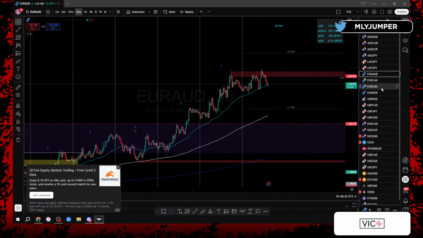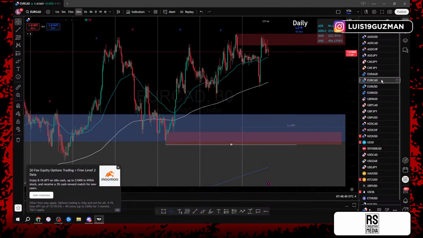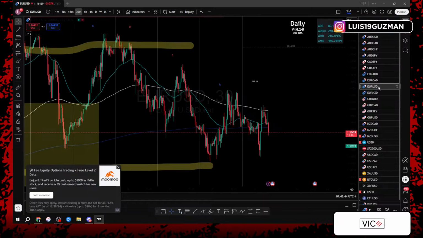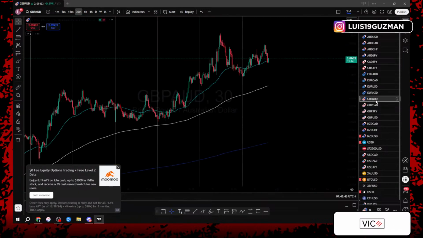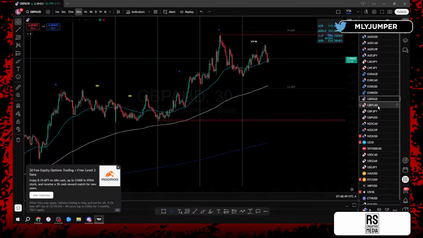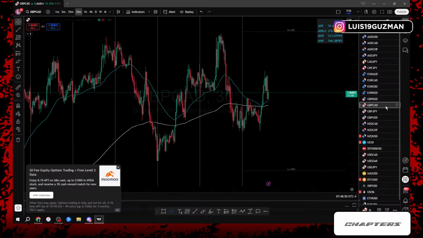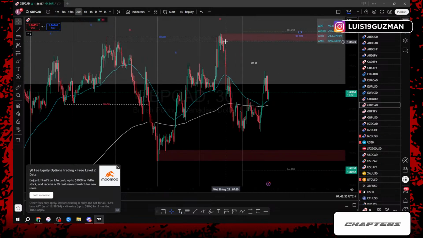So a lot of these pairs are setting up for next week. Maybe tomorrow we could look for a trade depending on how price moves. But for the most part, a lot of these pairs, they're reacting the same way, right? So GA, we're in peak high territory. GCAD, we need to wait for the break of structure.